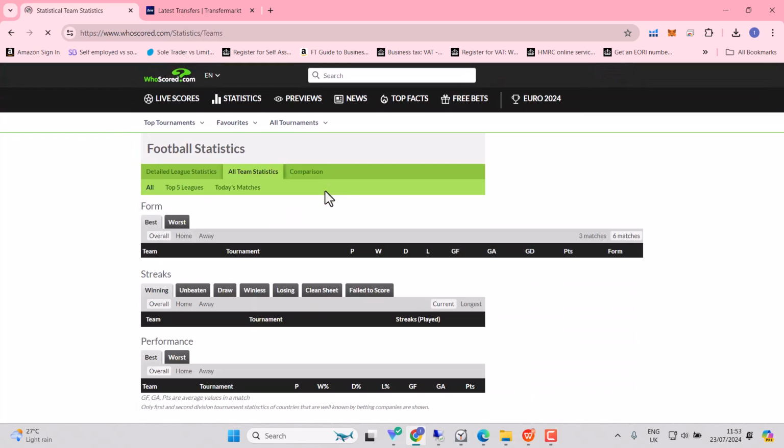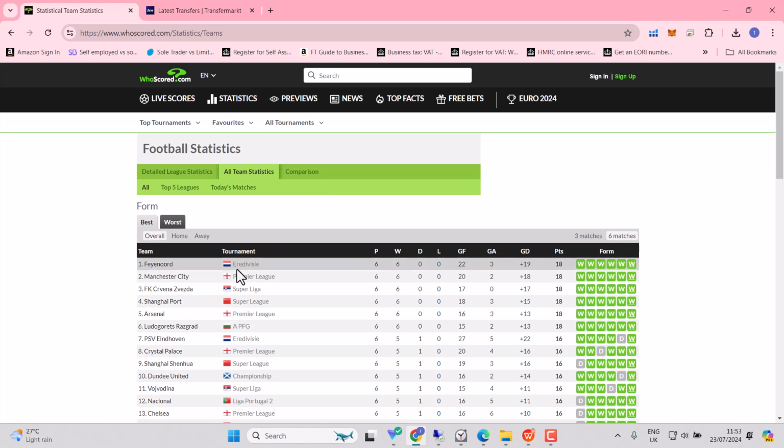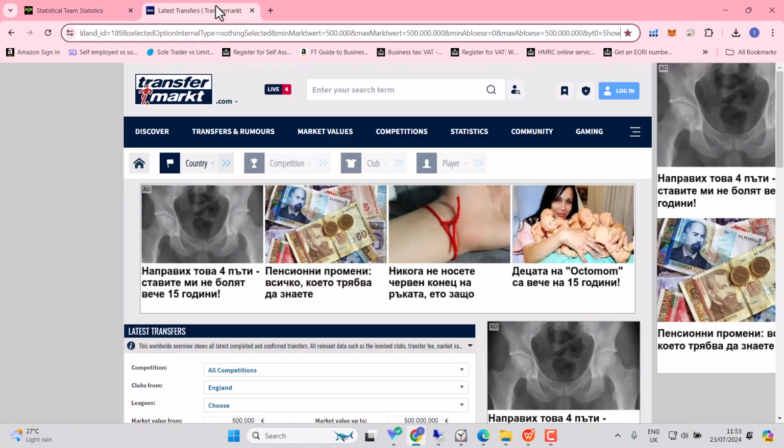All team stats as well. Feyenoord was the best side. Oh, that's played 6. I don't know what this is. All team stats. Have a good look through anyway. We'll have a look at Transfermarkt now.